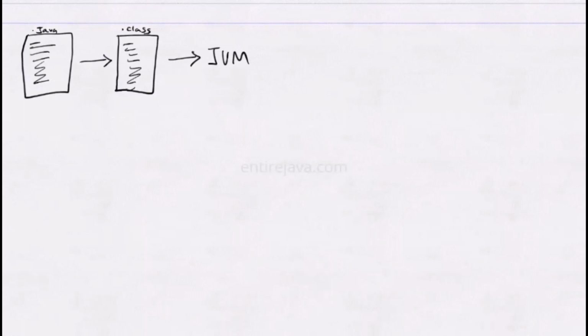First of all, you have your source file or the Java file. We compile it and then we get a .class file or the bytecode. Now this .class file will be fed into the Java virtual machine, and this is where all the magic happens. Now let's go deep into it.